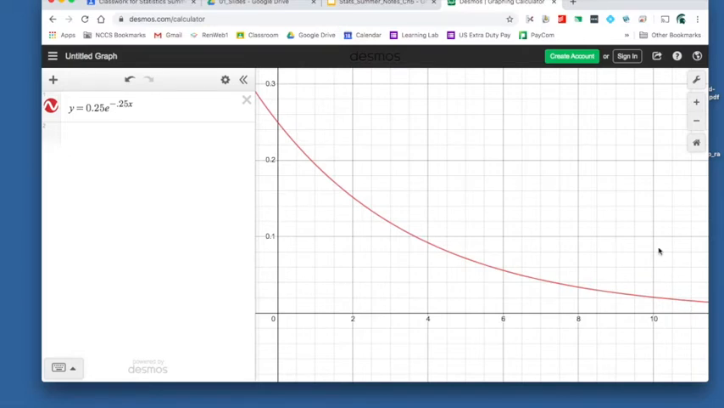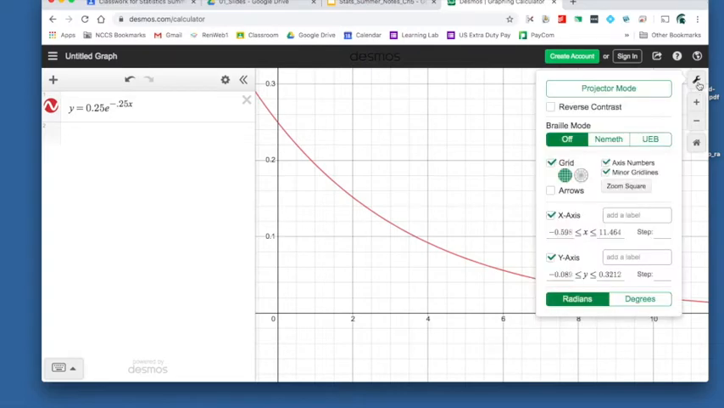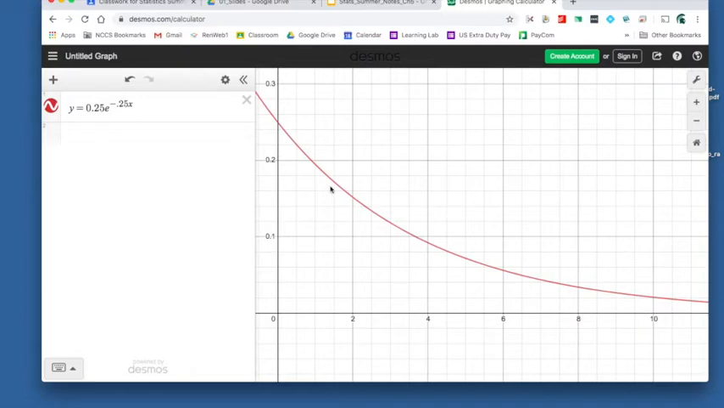So if you've never used Desmos before, to adjust the axes, you hit this little wrench up here, and then you can change the x-axis or the y-axis and make it fit the way you want. So here we have a pretty good picture of this PDF function.